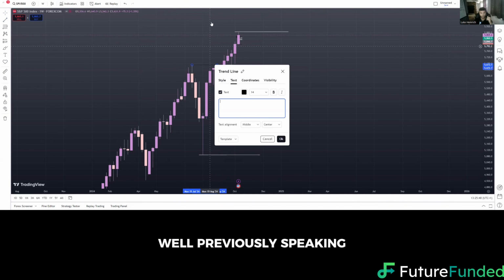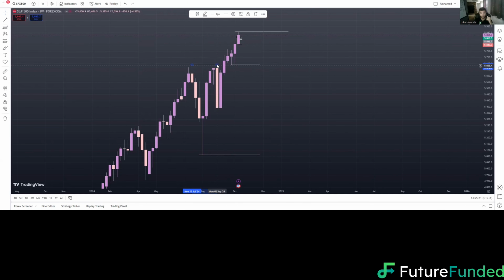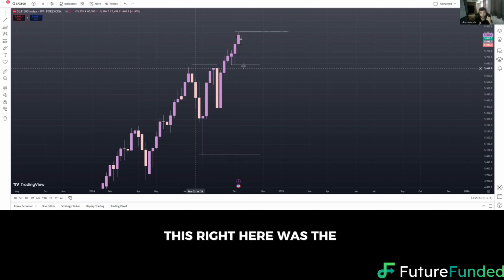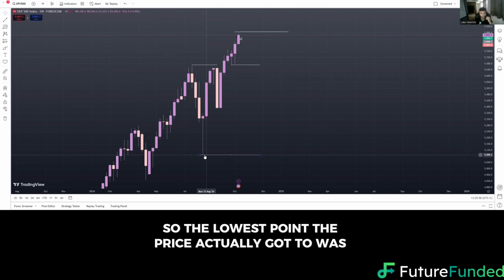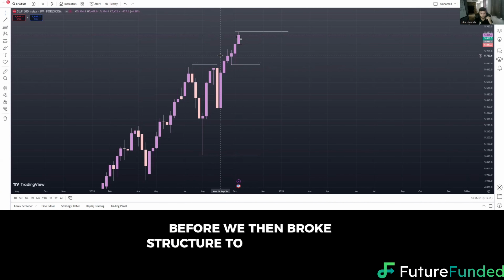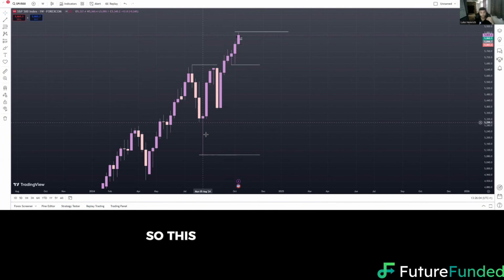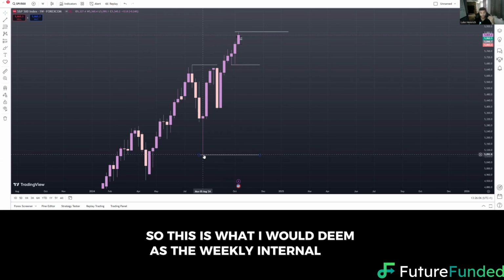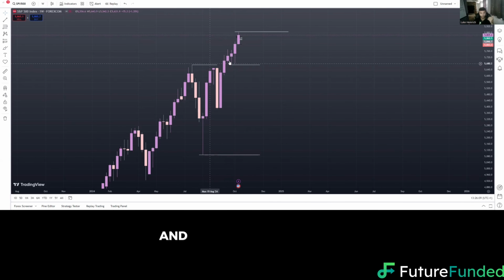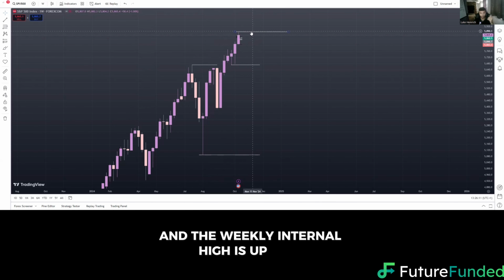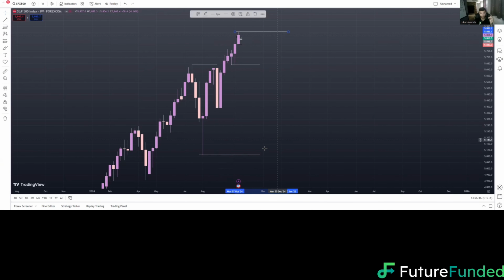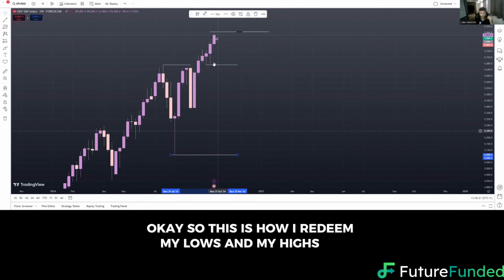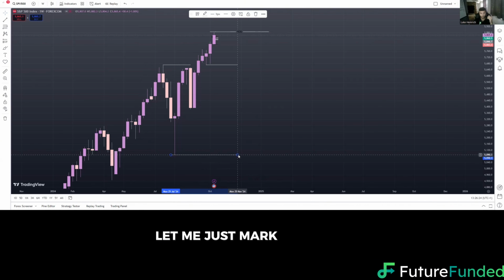Well, previously speaking, this right here was the previous high. Okay, so the lowest point that price actually got to was here before we then broke structure to the upside and took out that high. So this is what I would deem as the weekly internal low, and the weekly internal high is up here, because currently speaking, this is the highest point that price got to. Okay, so this is how I would deem my lows and my highs to begin with. Let me just mark that out for us.